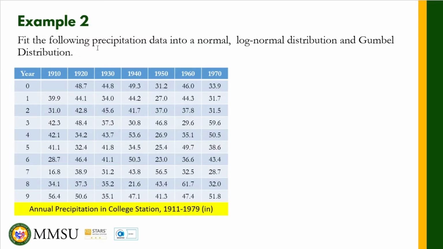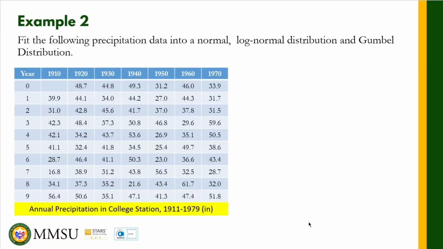Let us take a look at this one. Fit the following precipitation data into a normal, log normal distribution, and Gumbel distribution. Let us take a look at first the normal distribution. This is the same data we have from our previous example. The first thing that we need to do if we are given ungrouped data, something like this, is to create a frequency distribution table. That's our first step.